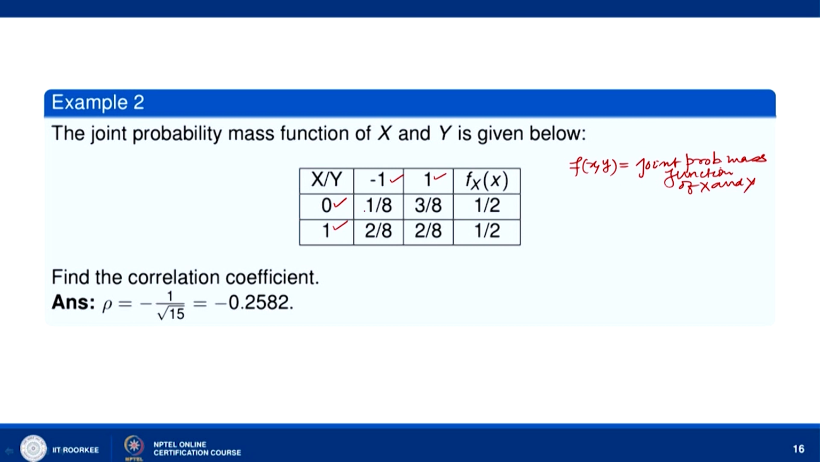This is the probability that X takes the value 0, Y takes the value minus 1, this is the probability that X takes the value 0, Y takes the value 1, and this is the probability that X takes the value 1, Y takes the value minus 1. This is the probability that X takes the value 1, Y takes the value 1.